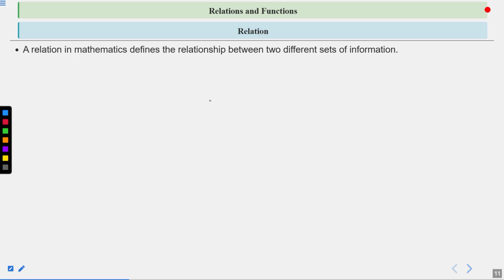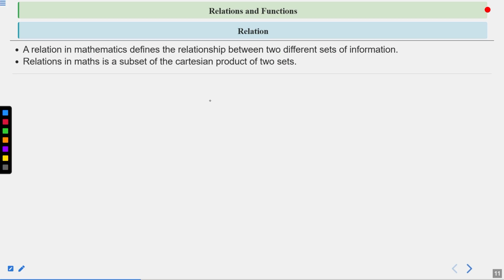Now, a relation. A relation in mathematics defines a relationship between two different sets. In daily life, the meaning is also the same. In mathematics, the same. It simply defines some relationship between two different sets.